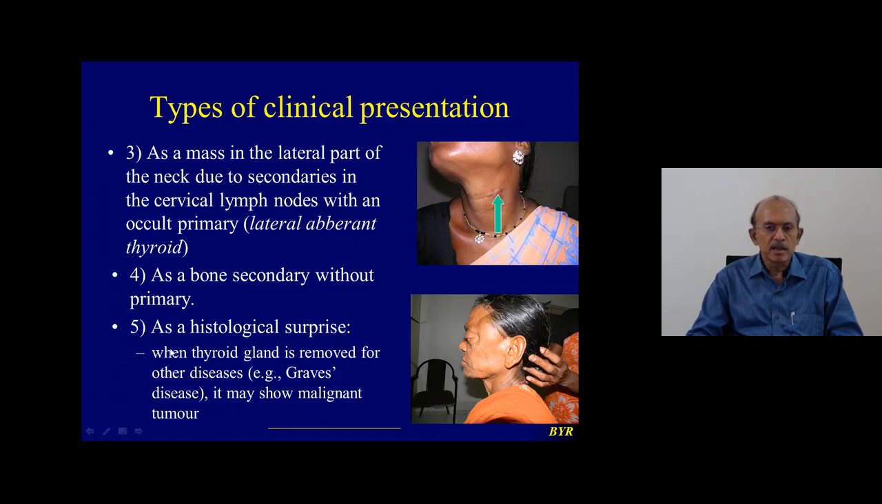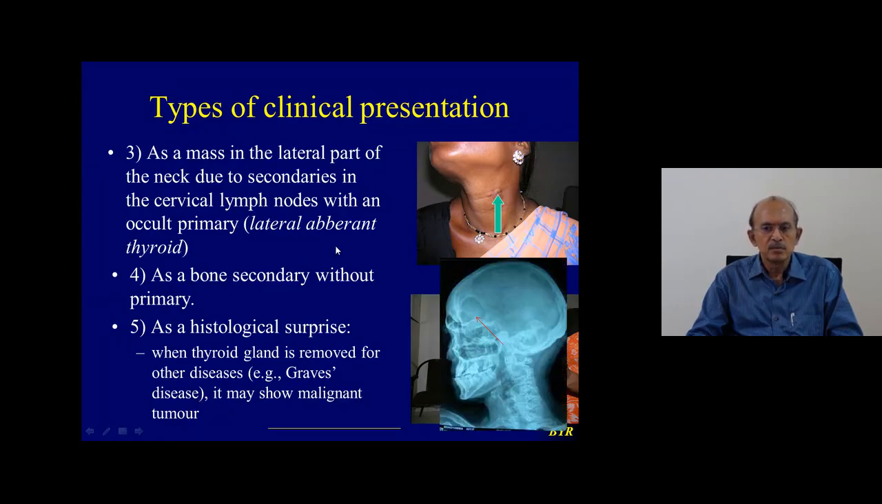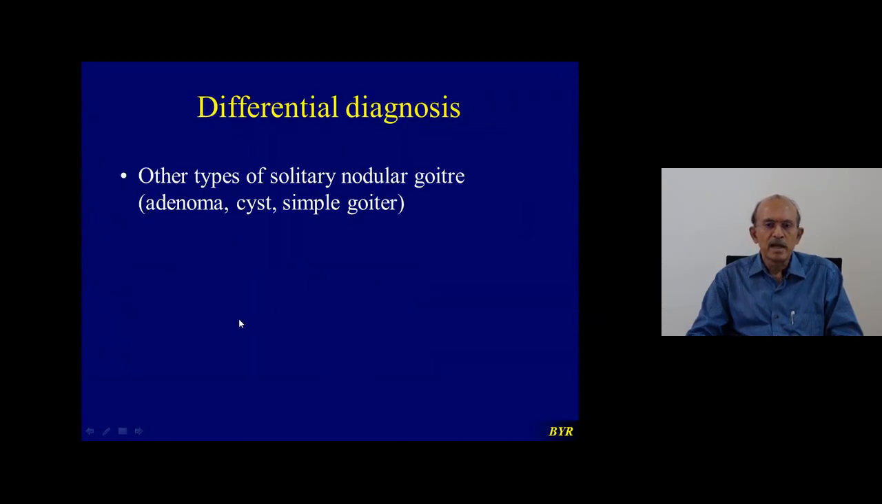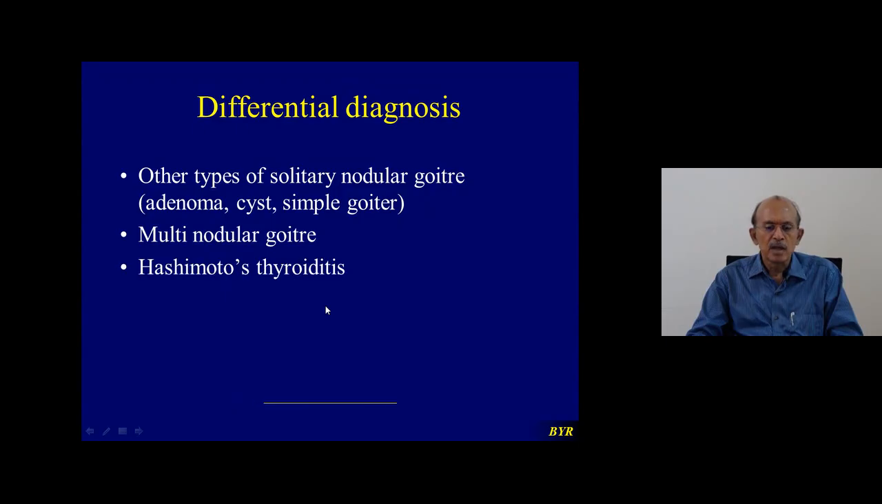And the histological surprise: when the thyroid gland is removed for other diseases like Graves' disease, it may show a malignant tumor. So you can see here the osteolytic lesion. For differential diagnosis, you have to differentiate this lesion from the other types of solitary nodule goiter, namely adenoma, cyst, simple goiter, from multinodular goiter if it is a diffuse presentation, and Hashimoto's thyroiditis.